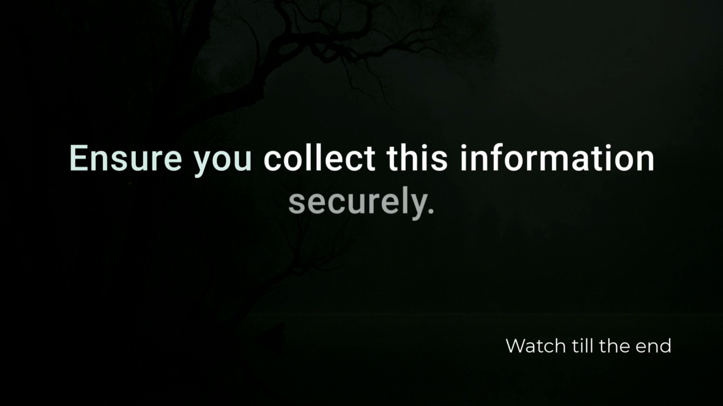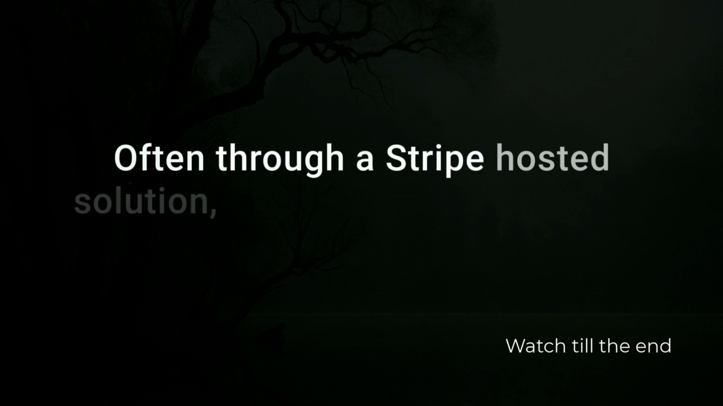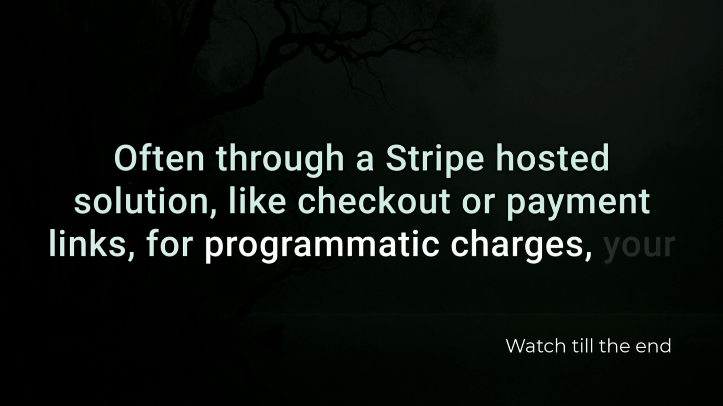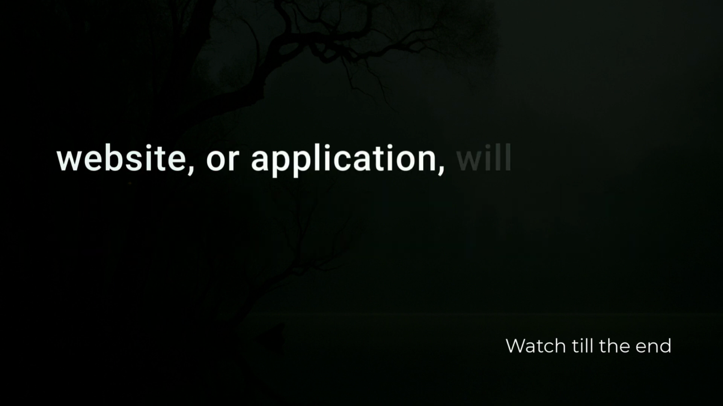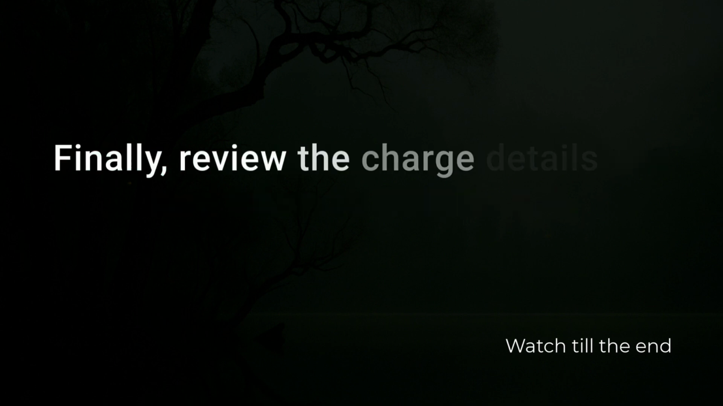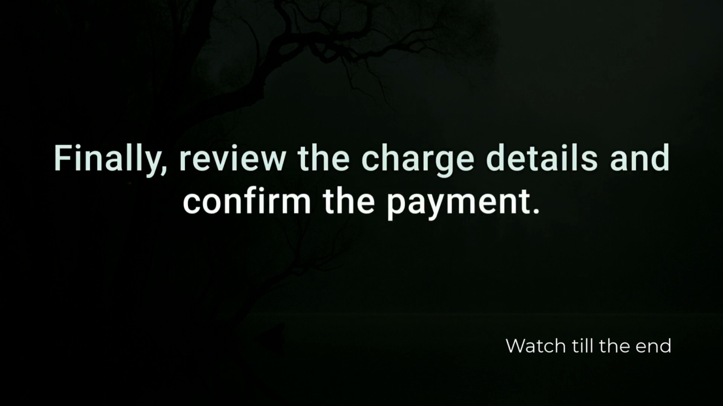Ensure you collect this information securely, often through a Stripe-hosted solution like Checkout or Payment Links. For programmatic charges, your website or application will send the card token to Stripe's API. Finally, review the charge details and confirm the payment.